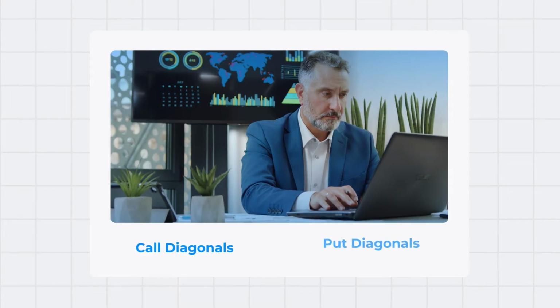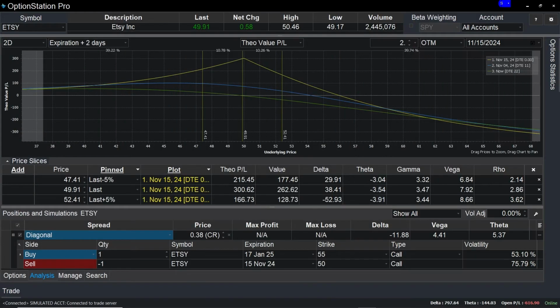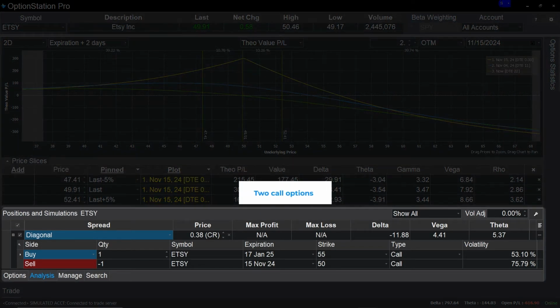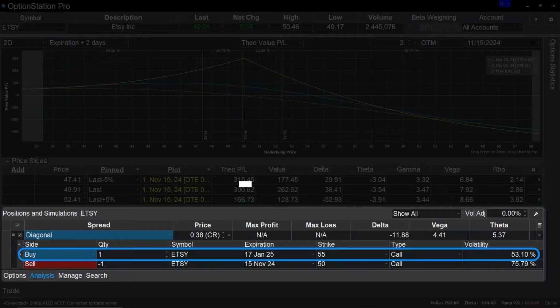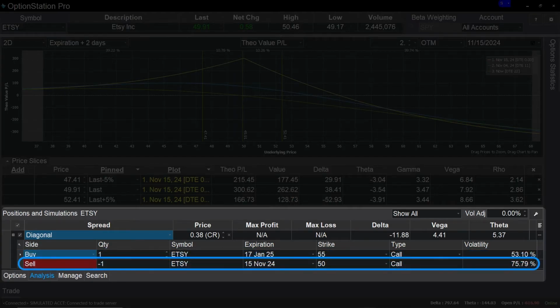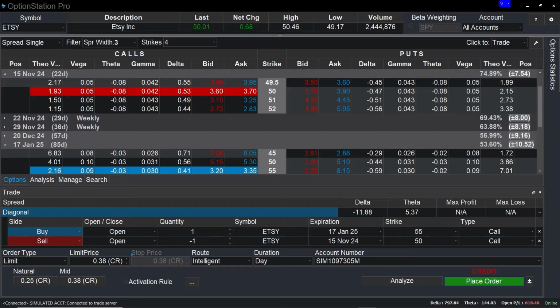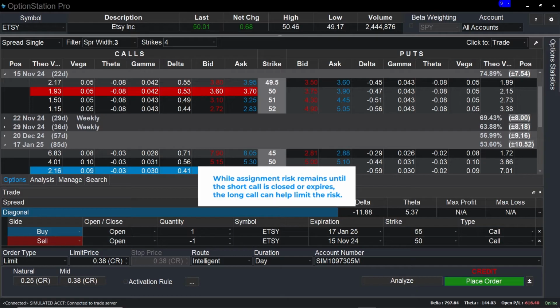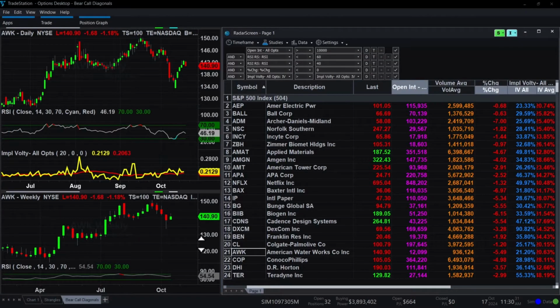There are two main types: call diagonals and put diagonals. A call diagonal consists of two call options, buying a longer-term call option and selling a shorter-term call option. The premium collected from the short call lowers the position's cost basis, while assignment risk remains until the short call is closed or expires. The long call can help limit the risk. Let's view an example to see how the bear call diagonal works.